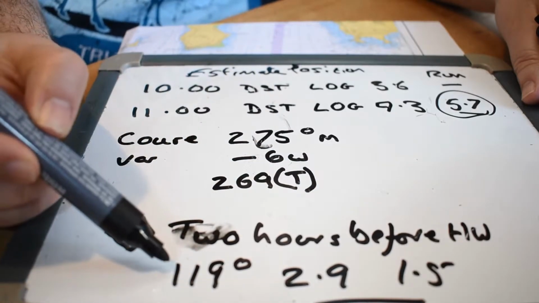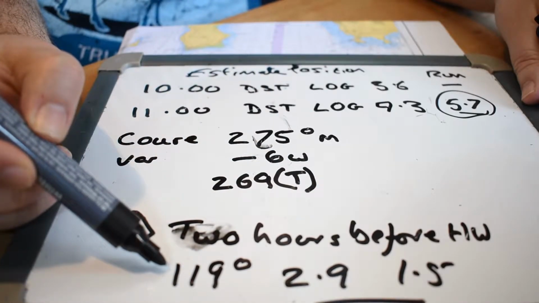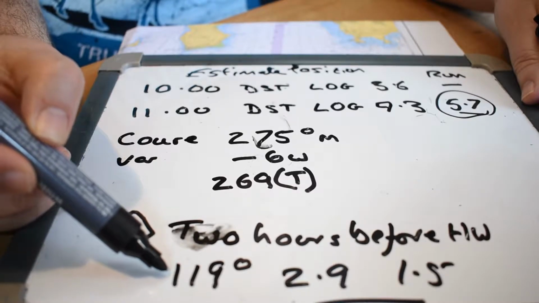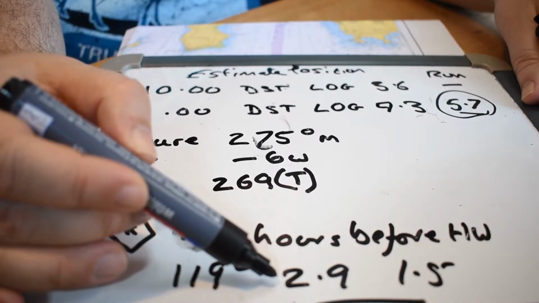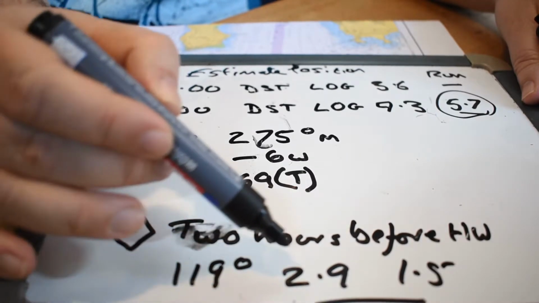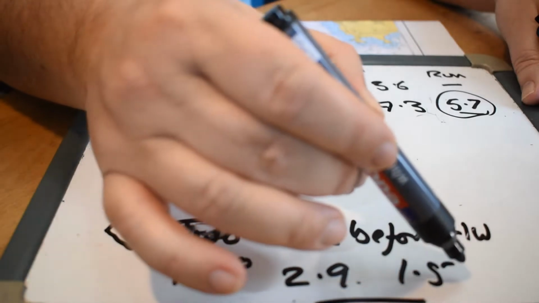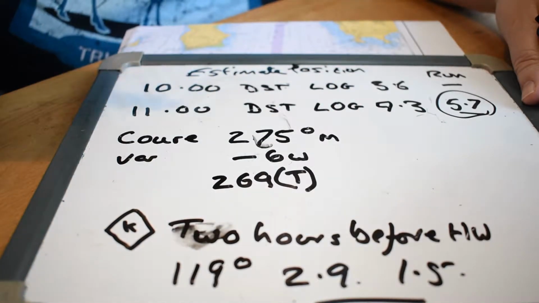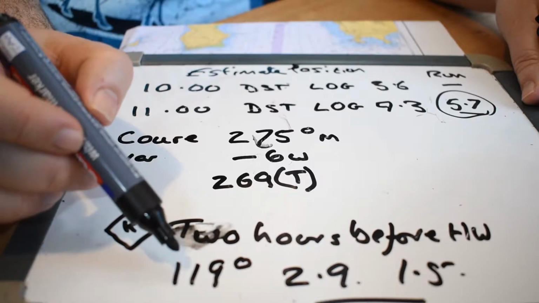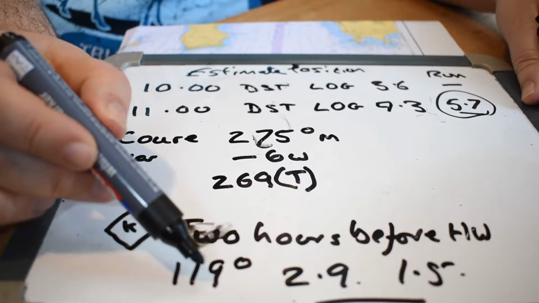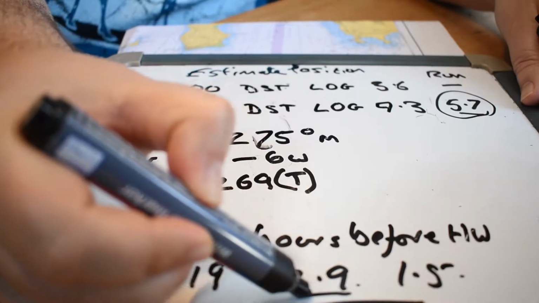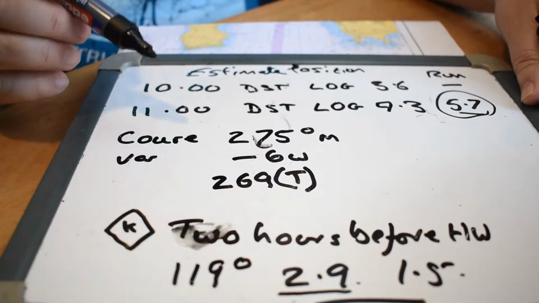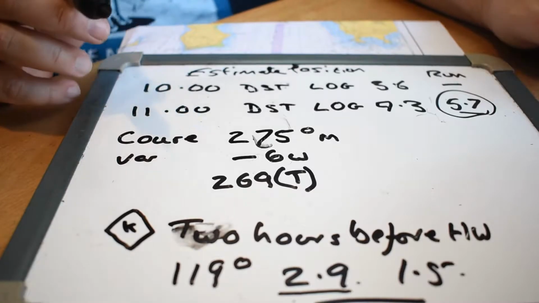I've already looked up the tidal stream and rate for 2 hours before, and that was 119 degrees and 2.9 knots at springs, or 1.5 knots at neaps. We were right next to a red date in our calendar, so that means it was springs. So I'm going to go with the larger one, 2.9.